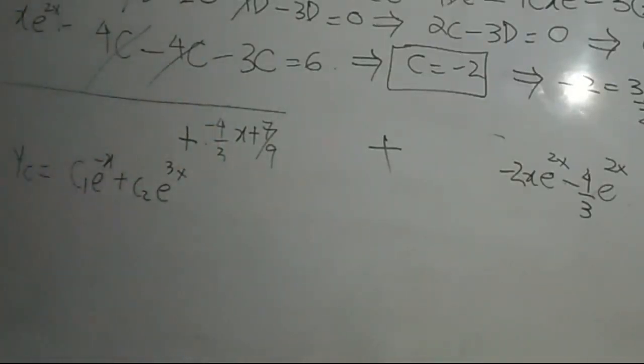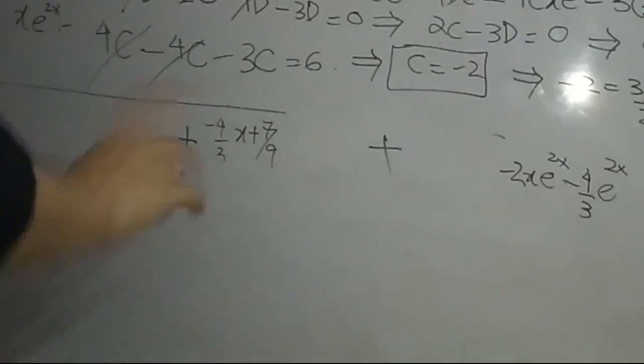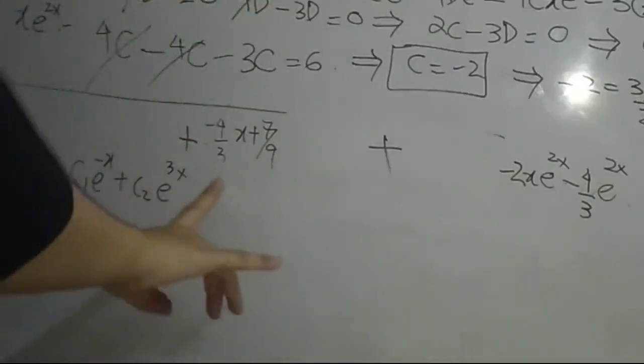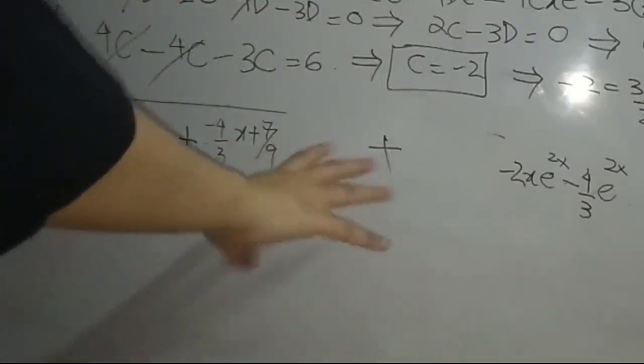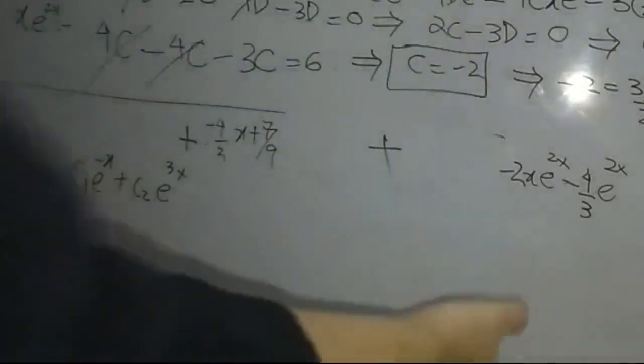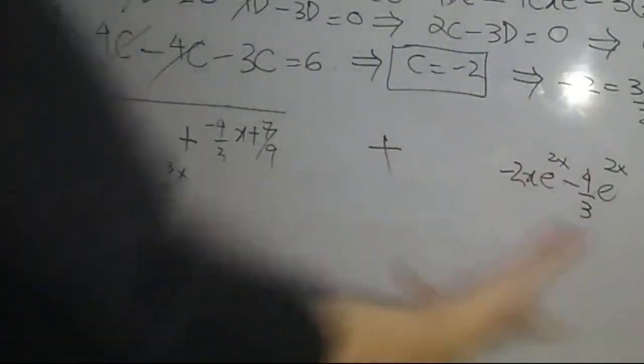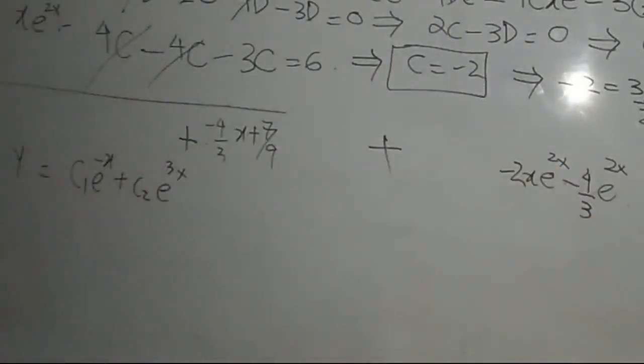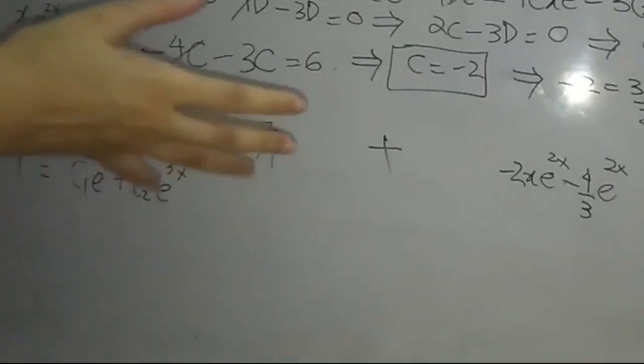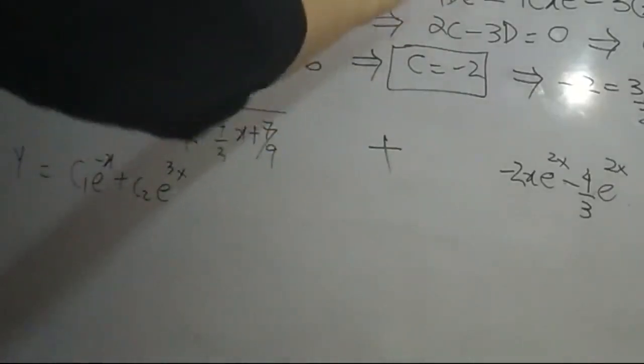So the general solution becomes now y equals to c1 e to the power minus x plus c2 e to the power 3x, that is the complementary solution, plus particular solution number 1, that is minus 4 by 3 x plus 7 by 9, plus yp2, that is minus 2x into e to the power 2x minus 4 by 3 e to the power 2x. So I hope that you all understand this video.